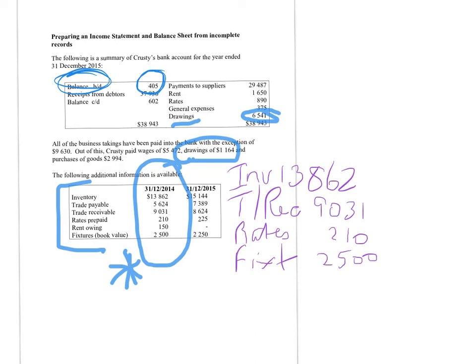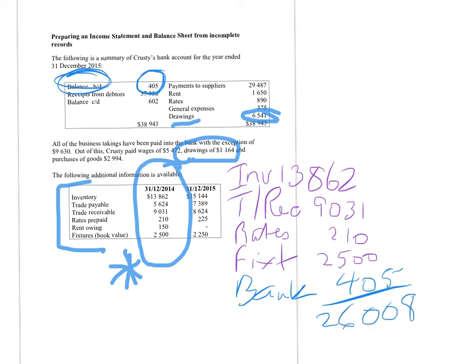So we'll now add bank to this list of 405. It is an asset because the bank balance up there is on the debit side, and do remember that if that balance was on the credit side, then that opening balance would be a liability, so our working would be slightly different. So the subtotal here is 26008, and then I'll make a list of my liabilities.